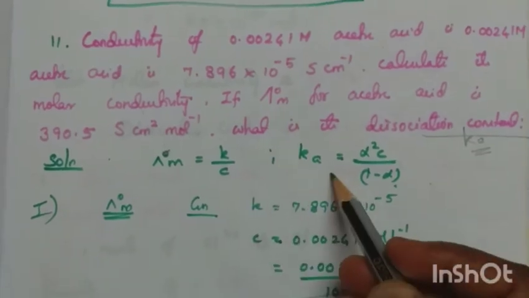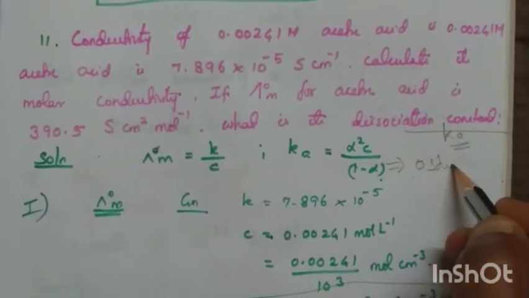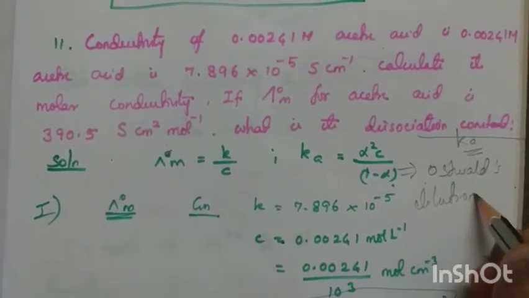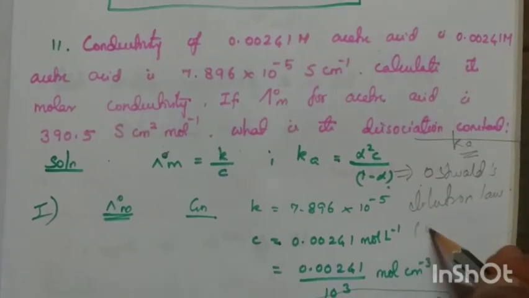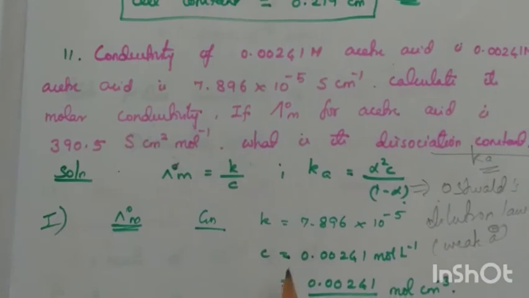Molar conductivity is K by C. Ka is equal to alpha square C by 1 minus alpha. This is from Ostwald's dilution law. Why is it the Ostwald dilution law? Because this is a weak acid. Yes. Now the K value is given.